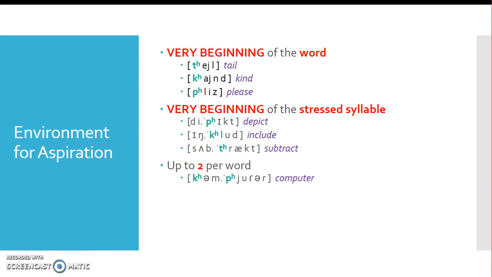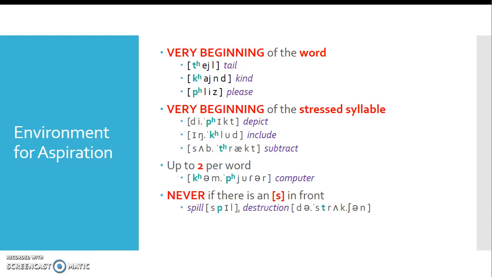So the word computer would have one on the ka and then one on the pa, because pew, the "pew," is the stressed syllable of the word. And just remember, if there's an S in front of it, you should never, ever aspirate. So spill, as I showed you earlier, we don't aspirate on the P there. A word like destruction, even though the T is near the beginning of the stressed syllable, it's not the very beginning. An S in front always negates aspiration.